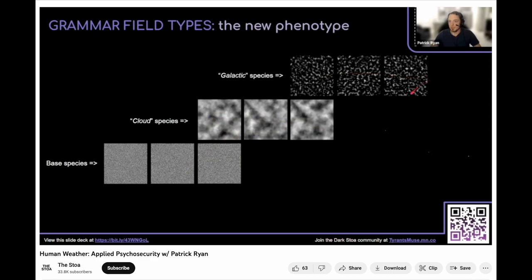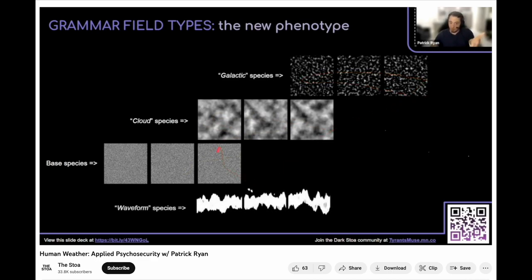Now a galactic species shows up because it looks like star systems. And then maybe they're branching in this direction. Maybe something else branches off the base species. Now I have a waveform species. So I'm beginning to identify the actual species that exist on the internet by the only behavior that's actually happening, which is linguistics.